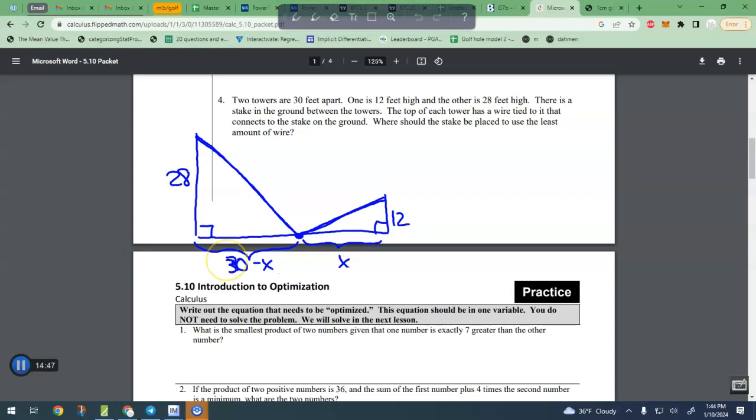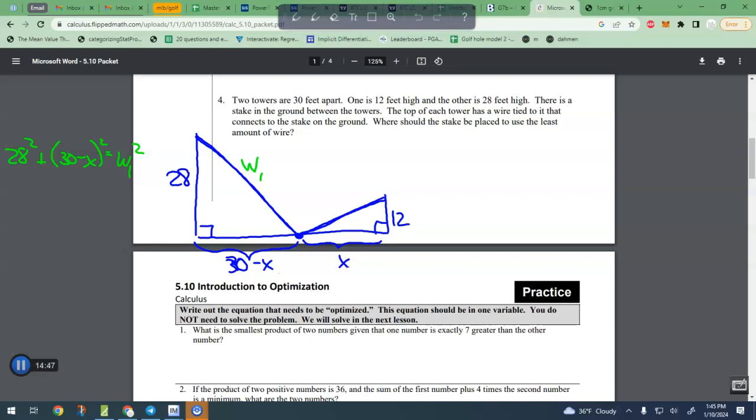And then, could you find this distance, or not find it really, but could you write out how to find that distance? It's Pythagorean theorem, right? Or you could use the distance formula. Pythagorean theorem is probably the easiest. But like 28 squared plus (30 minus x) squared is going to equal this squared, right? Let's call it W1, like the first wire, equals W1 squared. Just Pythagorean theorem. Length squared plus length squared equals hypotenuse squared.